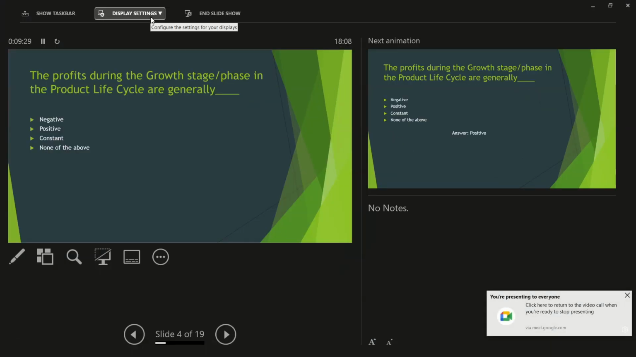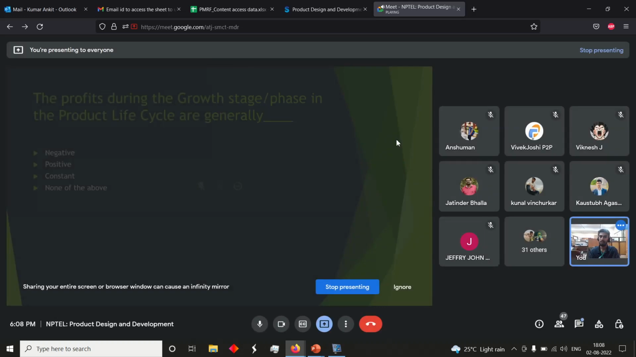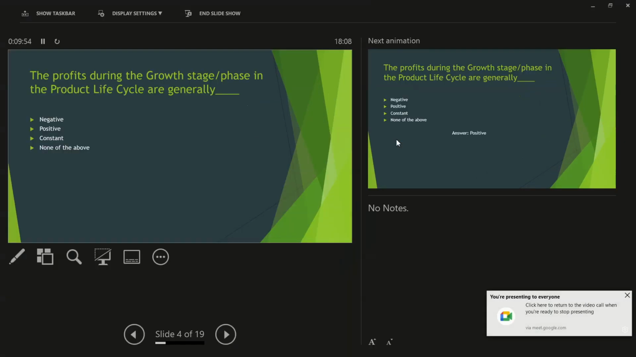Coming on to the second question of our tutorial: the profits during the growth stage or phase in the product life cycle are generally A, negative, B, positive, C, constant, and D, none of the above. So what do you mean by growth stage? Can you explain why it should be positive? The answer is correct, it should be positive.